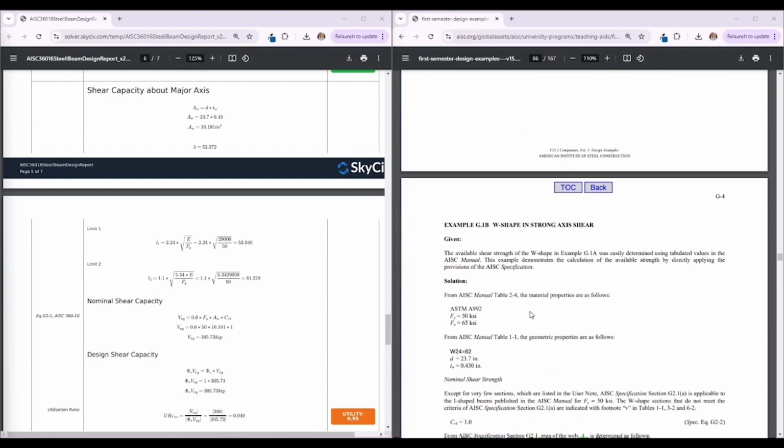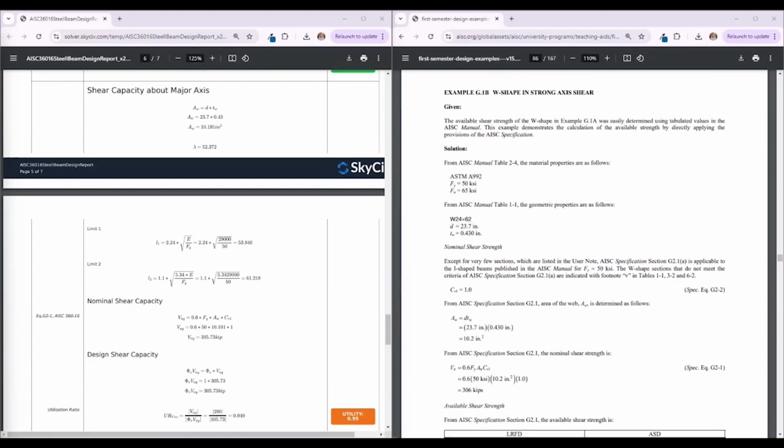Now let's move on to example G.1b, W shape and strong axis shear. This example reads: given the available shear strength of the W shape in example G.1a was easily determined using tabulated values in the AISC manual, this example demonstrates the calculation of the available strength by directly applying the provisions of the AISC specification.